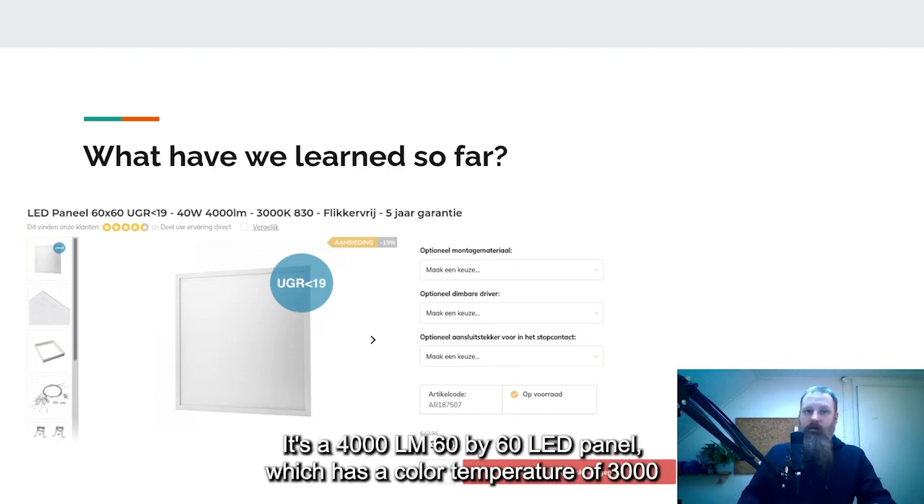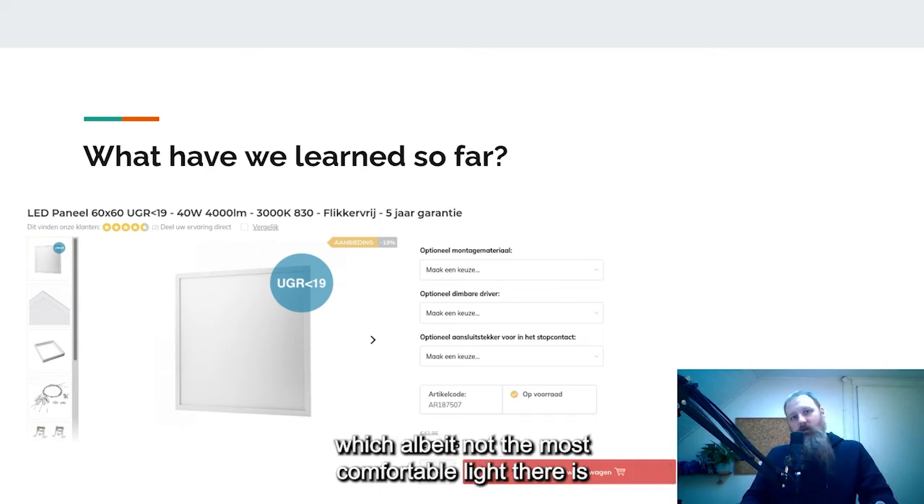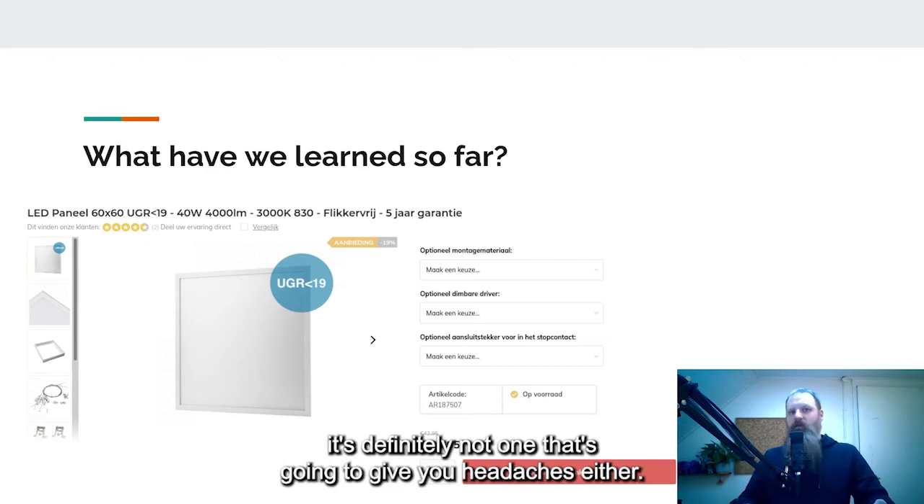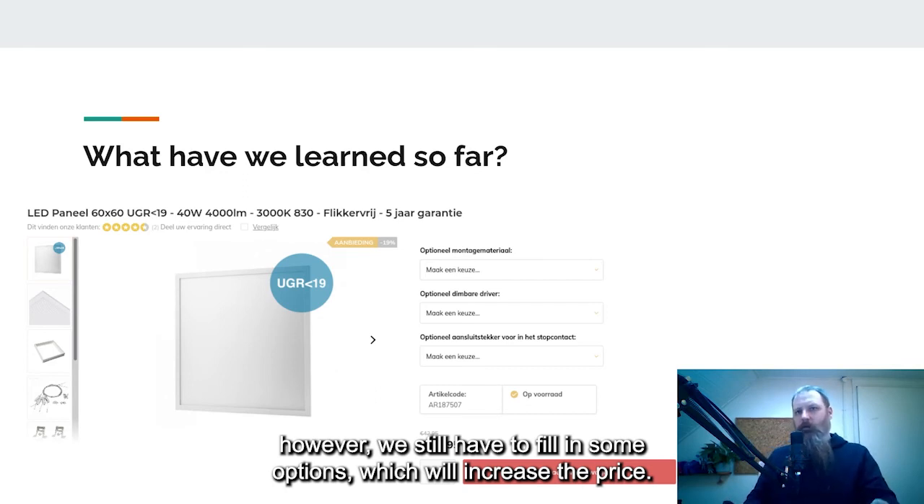It's a 4000 lumens 60 by 60 LED panel, which has a color temperature of 3000 Kelvin, providing 80% faithfulness of color reproduction, and a UGR index of 19, which, albeit not the most comfortable light there is, is definitely not one that's going to give you headaches either. Best of all is the pricing of this fixture. However, we still have to fill in some options, which will increase the price.